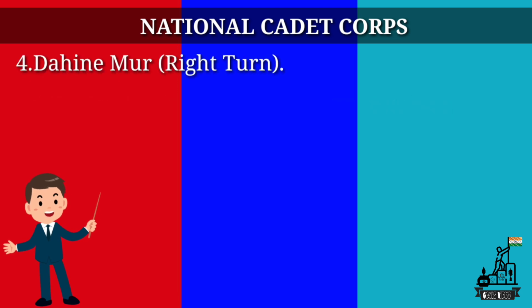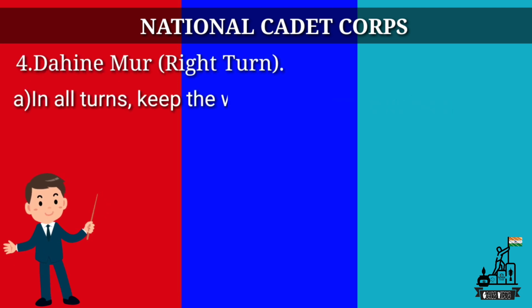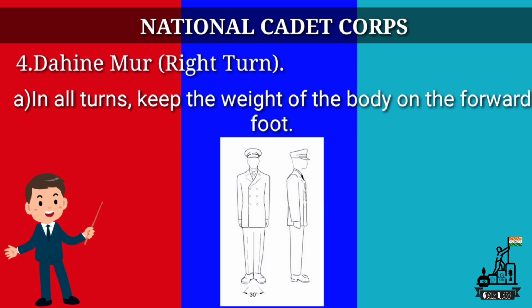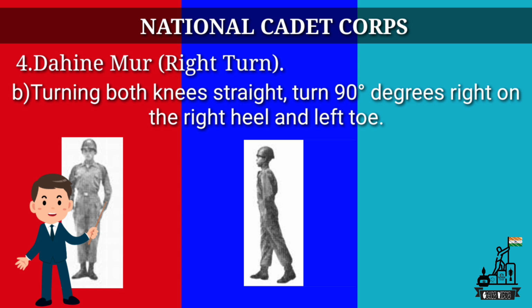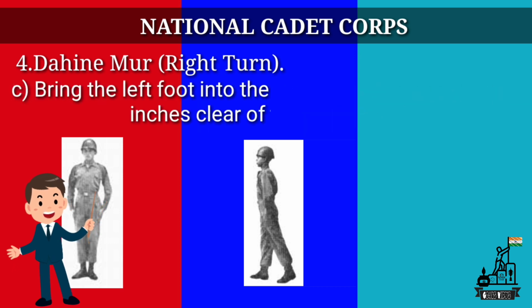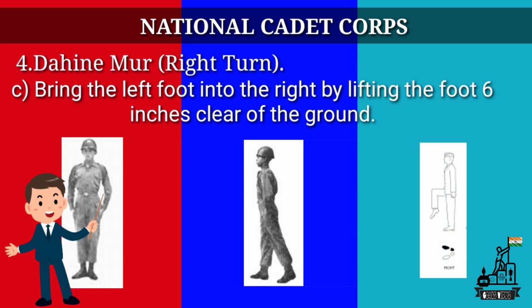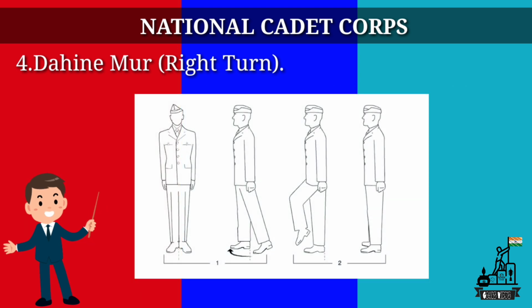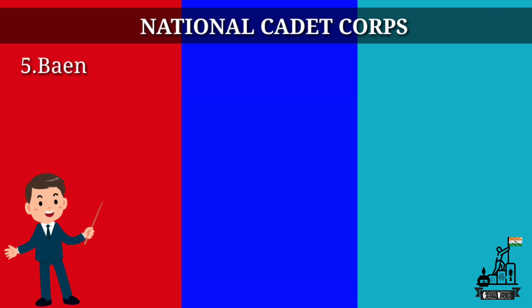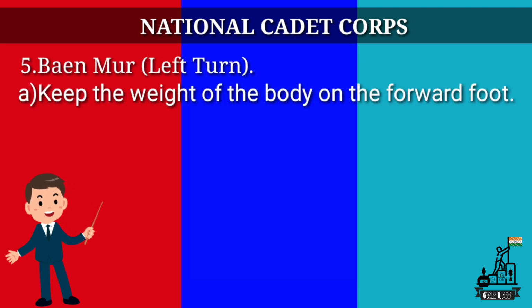And coming to the fourth one, we have Daine Mode, that is right turn. In all turns, keep the weight of the body on the forward foot. Turning both knees straight and turning 90 degrees right on the right heel and left toe, bring the left foot into the right by lifting the foot 6 inches clear of the ground. You can see this.